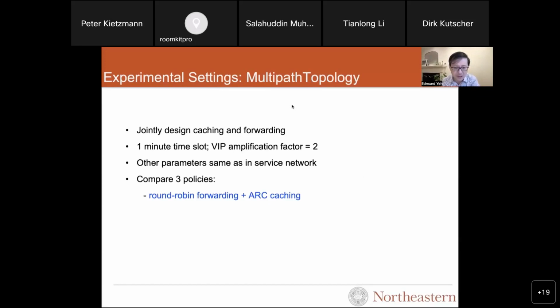We compare three policies: the round robin forwarding plus ARC, fast route forwarding plus ARC, and the VIP algorithm. Now, round robin basically means that you're going to choose the forwarding path in a round robin fashion plus ARC. The fast route basically means that among the different paths you have, you simply measure the one with the fastest response and you choose that one for a while. And then after a while, you measure again and you adjust as needed.